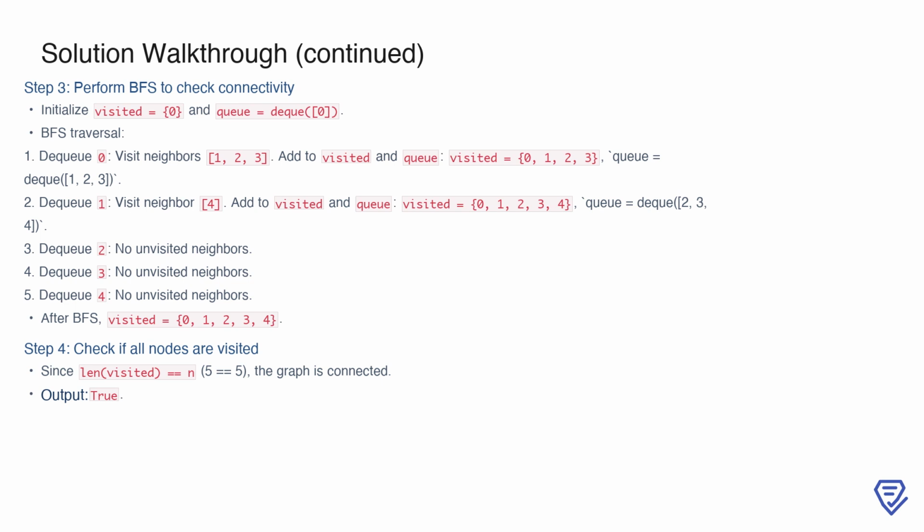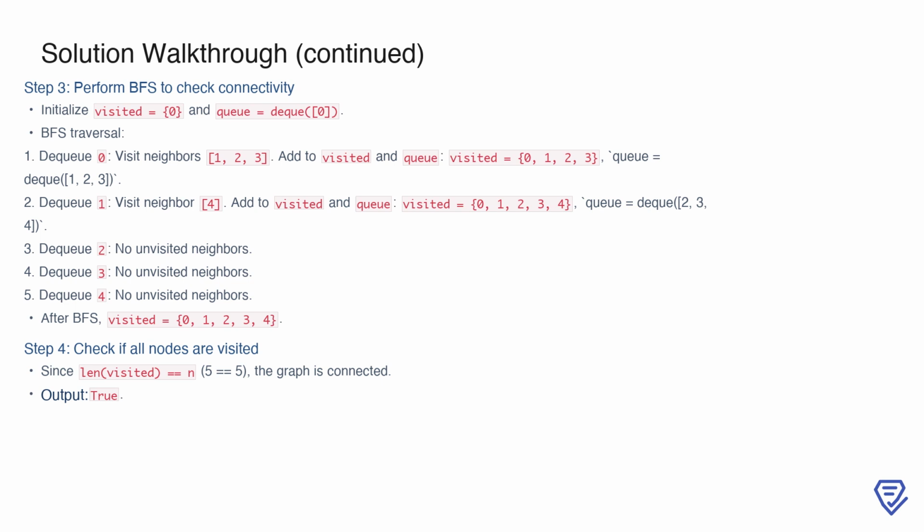Now that we have the adjacency list, we need to verify that the graph is connected. To do this, we perform a breadth-first search, or BFS, starting from node 0. We initialize visited as a set containing just 0 and q as a deque with 0 as its only element. During BFS, we repeatedly dequeue a node, visit its neighbors, and add any unvisited neighbors to both the visited set and the queue. For the first step, we dequeue 0 and visit its neighbors, 1, 2, 3, adding them to visited and queue. Now, visited equals {0, 1, 2, 3}, and q equals deque([1, 2, 3]).